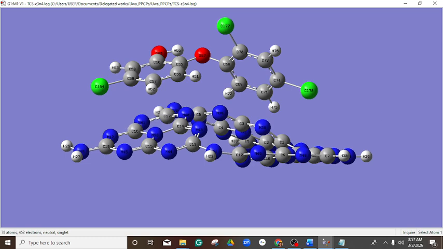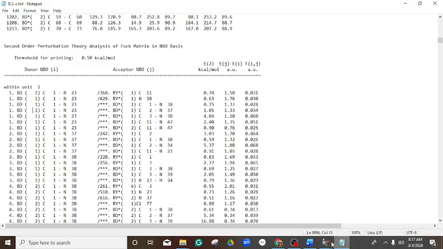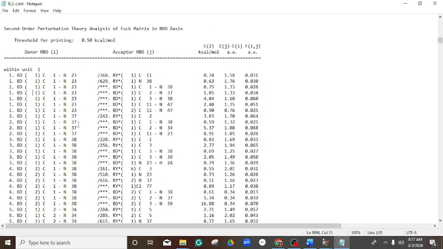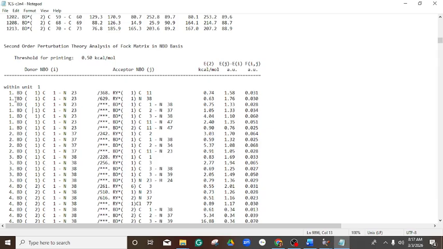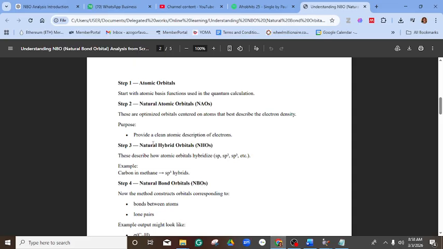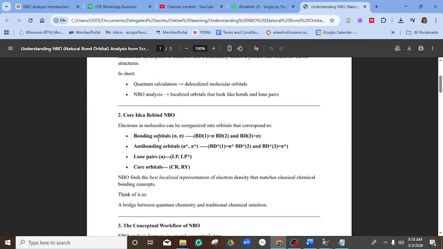What you want to do next is go back to your Notepad. On your Notepad, you have to start scrolling. Scroll till you see favored interactions that you can select. While scrolling, you would have to be very careful, because I think I've explained what BD means in the document. So let's go back to the document.